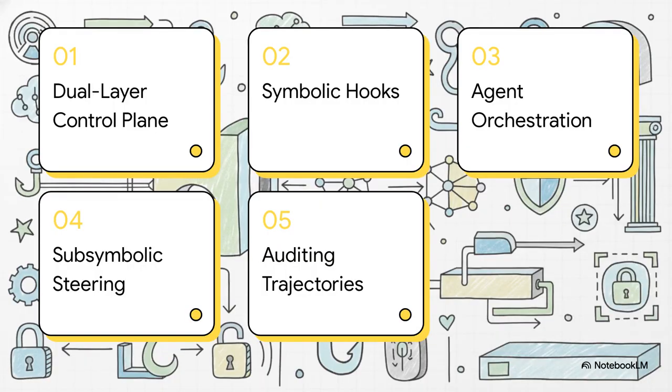Here is our architectural blueprint for the day. First, we'll unpack the dual-layer control plane. Then, we'll look at symbolic hooks and runtime interception. From there, we'll zoom out to multi-agent orchestration, before diving deep into sub-symbolic neural steering, and finally, we'll wrap up with auditing activation trajectories. Let's get to it.